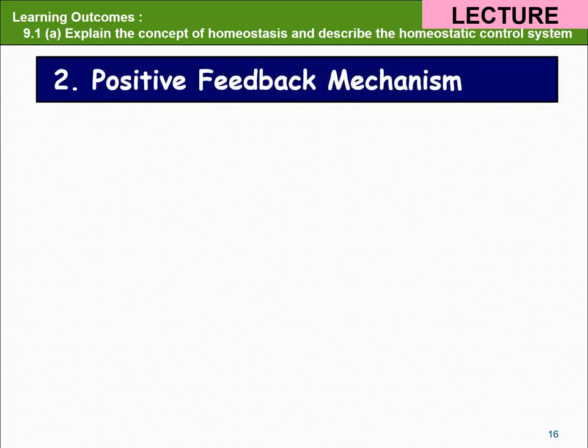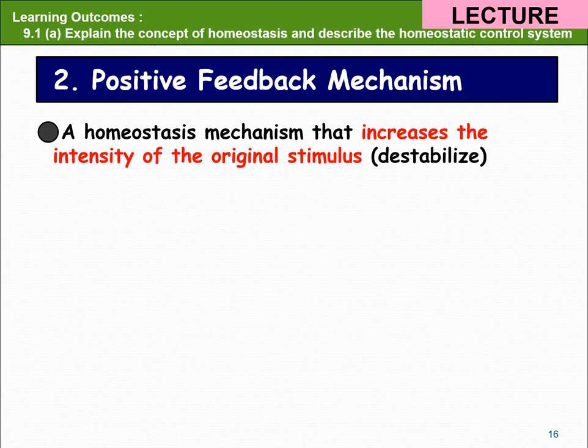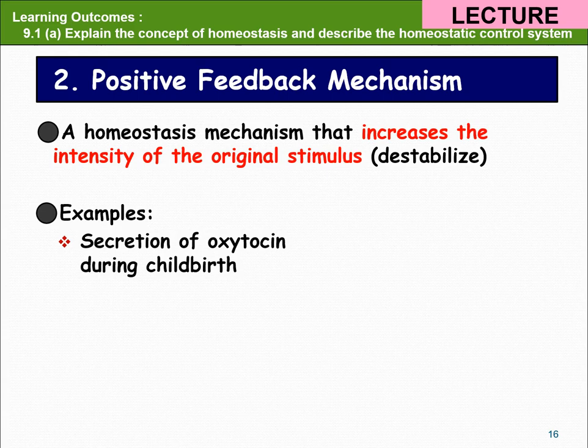The second one is the positive feedback mechanism. This one is actually the mechanism that increases the intensity of the original stimulus. This one is to destabilize. For example, secretion of oxytocin during parturition.